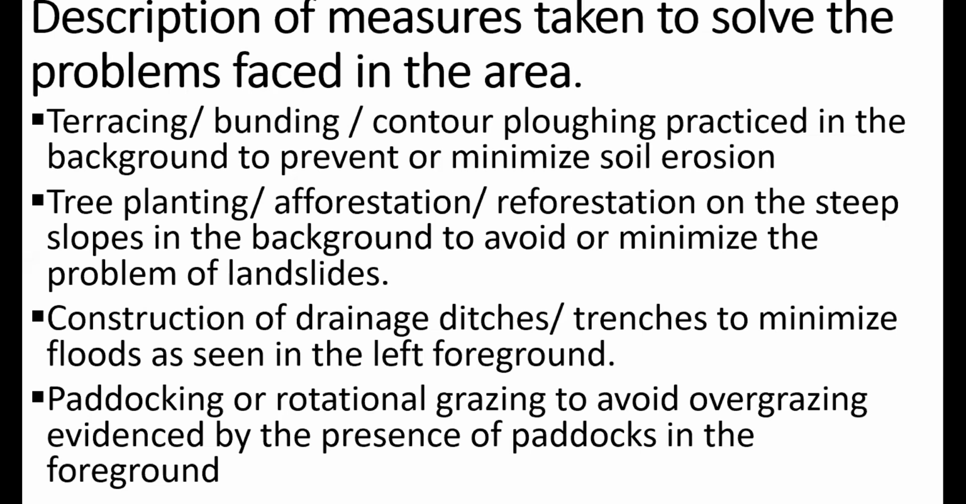Then another thing is paddocking or rotational grazing to avoid overgrazing, evidenced by the presence of paddocks in the foreground. So there is paddocking evidenced by the what? The paddocks there. Paddocking for rotational grazing in order to avoid overgrazing. That is the evidence as a measure, because earlier on we talked of the problem of what? Overgrazing. Because we saw that there were quite a good number of animals.